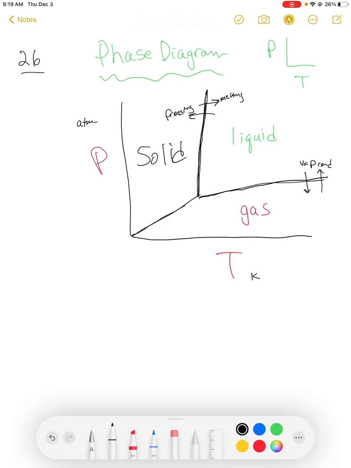This line right here represents sublimation, solid going straight to a gas, and I forgot what this line is. A gas going, we don't talk about that one too much. Look it up. Gas going to a solid.